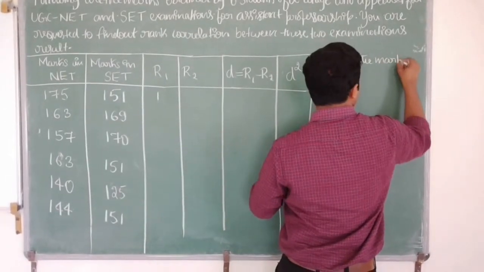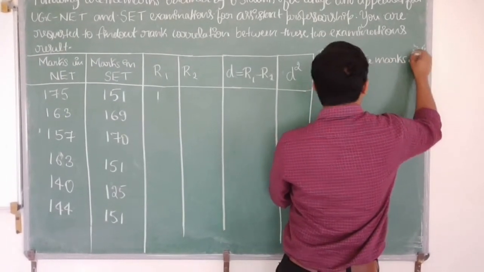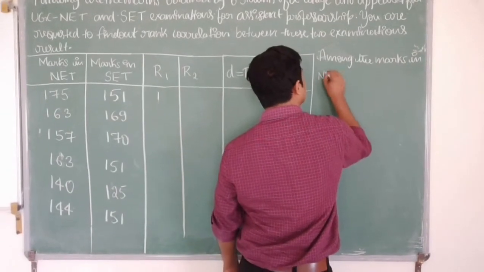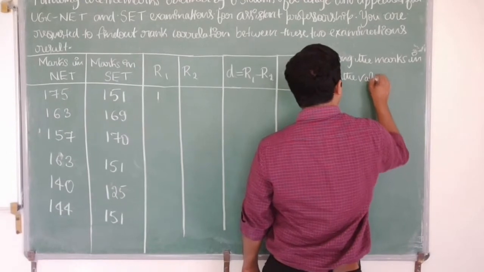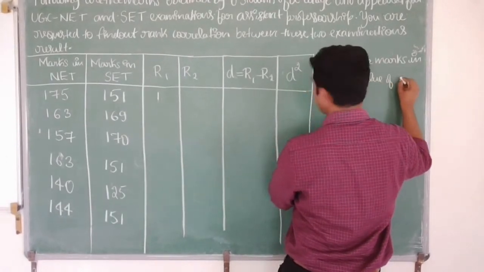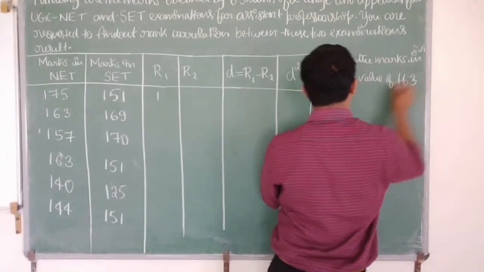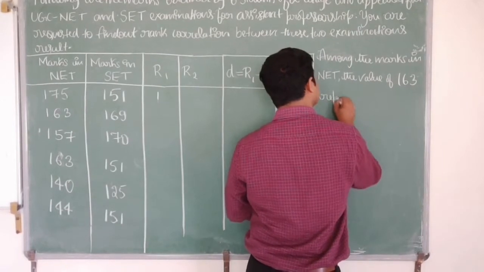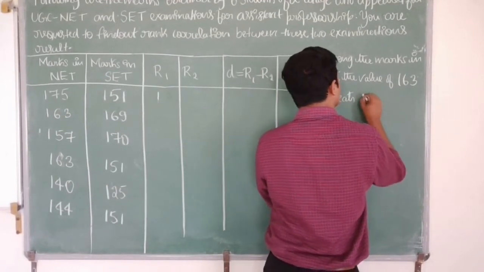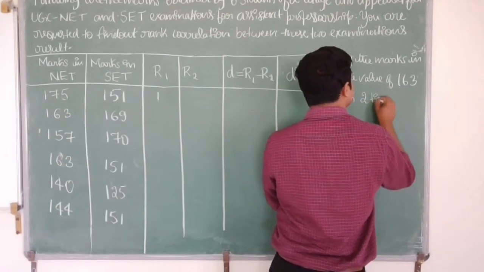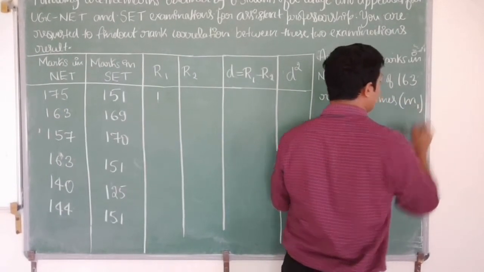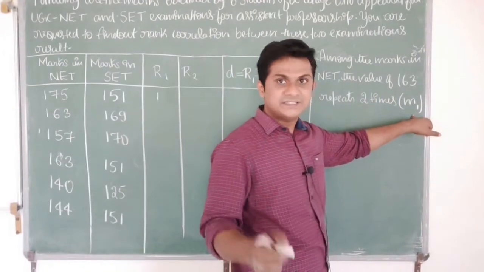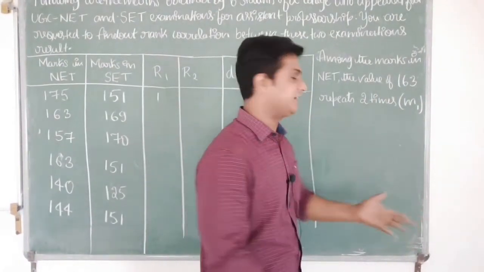We are allotting marks in NET. Among marks in NET, the value 163 repeats 2 times. I will denote this as M1. What is this M1? I'll tell you later.